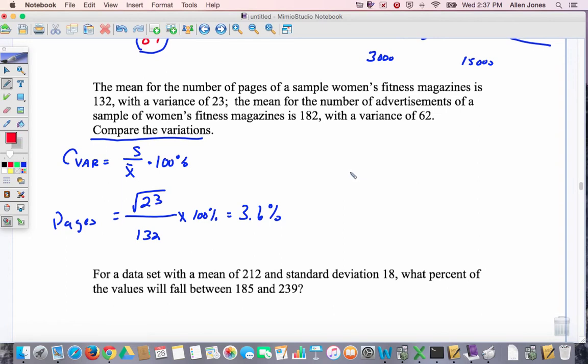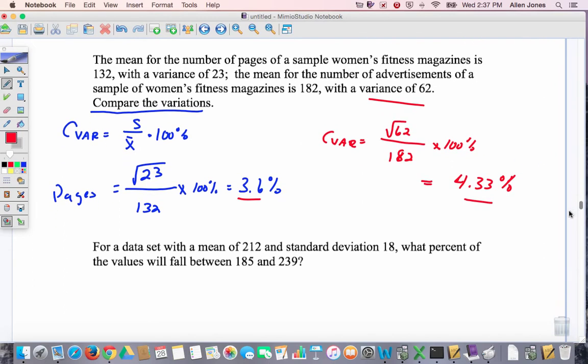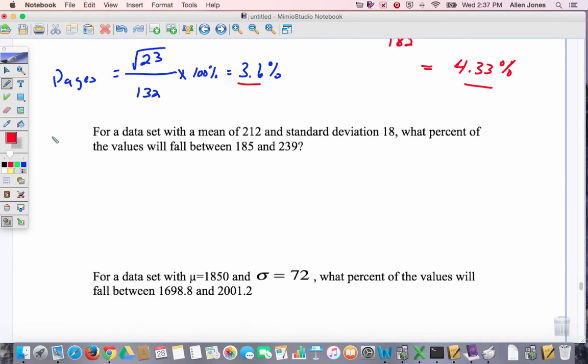I'm going to repeat the process for the number of advertisements. Notice the variance there is 62, so my coefficient of variation for the advertisements is the square root of 62, which makes the variance the standard deviation, divided by 182, and multiplied by 100 to make it a percent. In this case, we get 4.33%. You can see these are a lot more closely grouped, 3.6 and 4.3, but 4.3 is larger than 3.6, so there's more variation in the number of advertisements than there is in the number of pages. Okay, so there's two examples on our coefficient of variation.